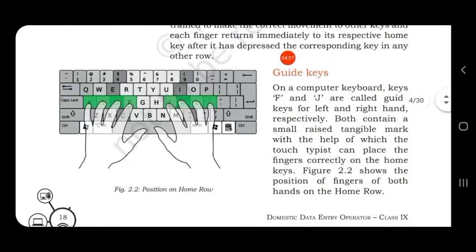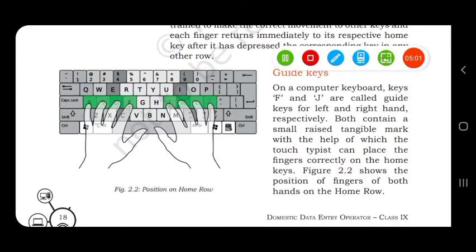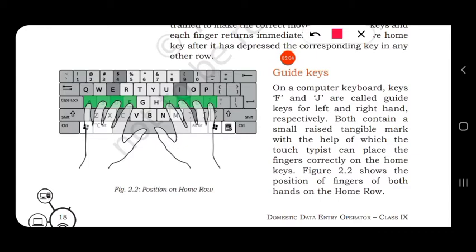Next is guide keys. On a computer, keys F and J are called guide keys for the left and right hand respectively. Both contain a small raised tangible mark with the help of which the touch typist can place the fingers correctly on the home keys.